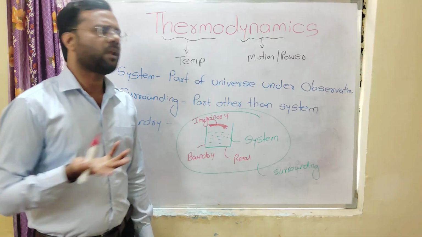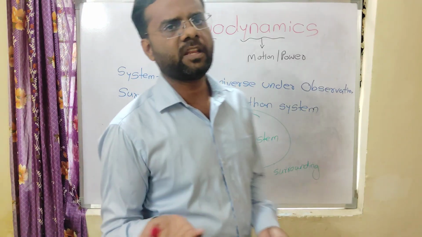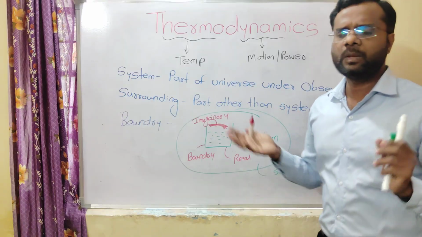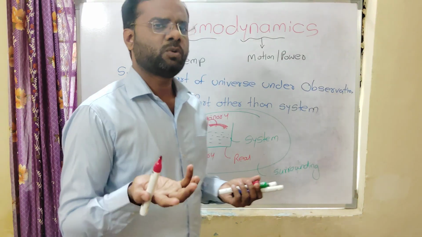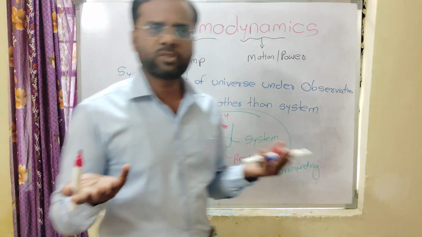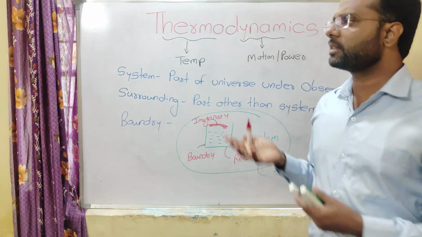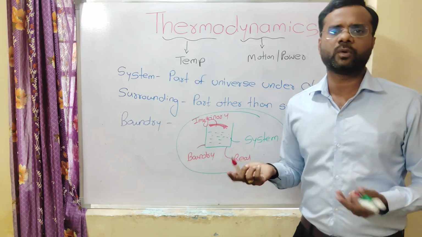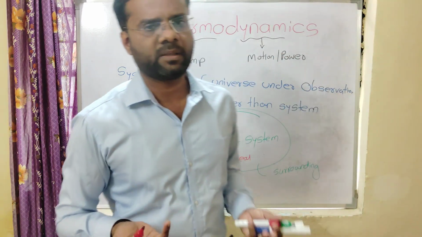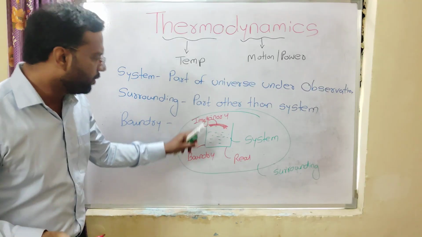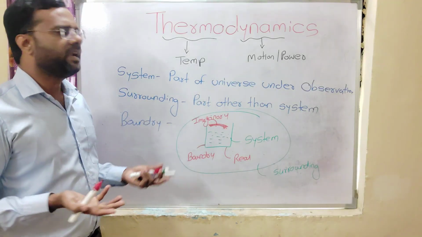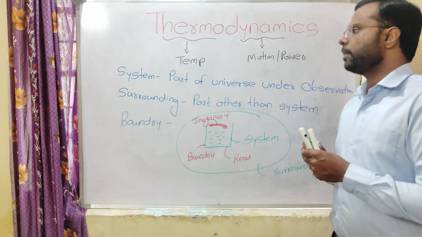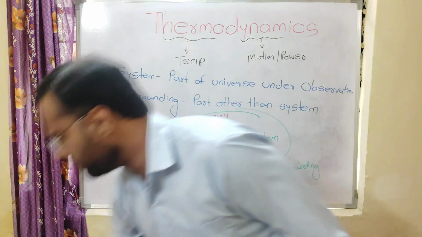So in the universe there are a lot of systems. If you observe any river, any pond, this is a system. Any part which we are observing. So if you are observing this lecture, this is also a system for you, and other things other than that lecture or that board, that is the surrounding for you. And the part which separates system and surrounding is called the boundary. So boundary may be real or imaginary depending on the system you are given.